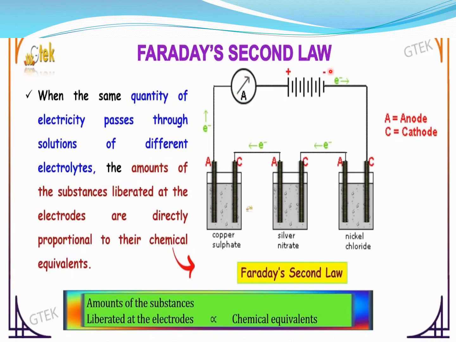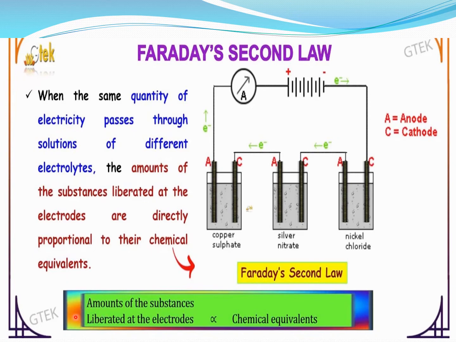Now, let's learn Faraday's second law. Here in this diagram, there are three electrolytes: copper sulfate, silver nitrate, and nickel chloride. All these three electrolytic cells are connected in series. That is, in series means the same current flows through all the three electrolytes. Now, when such is the case, what does Faraday's second law state? When the same quantity of electricity passes through solutions of different electrolytes, the amounts of substances liberated at the electrodes are directly proportional to their chemical equivalents.